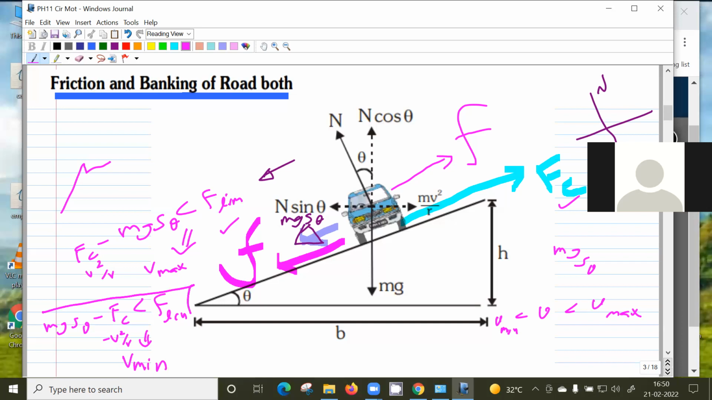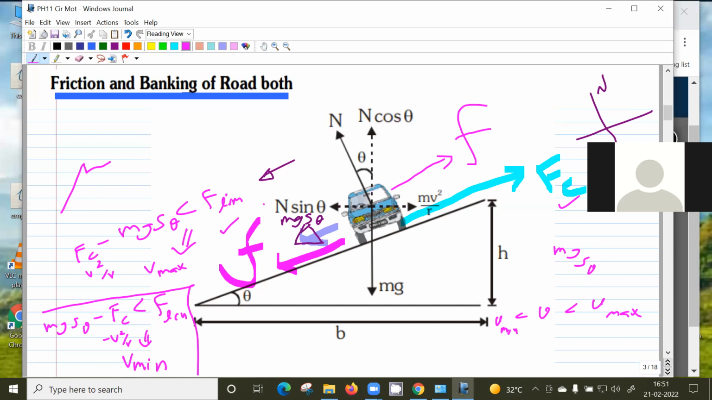Is that clear? Here it is minus v square by r, so I can take it on the other side. So v square is greater than something, which means v is greater than something, and that gives information about v minimum. So this is the most complicated situation you can have in the banking of roads.